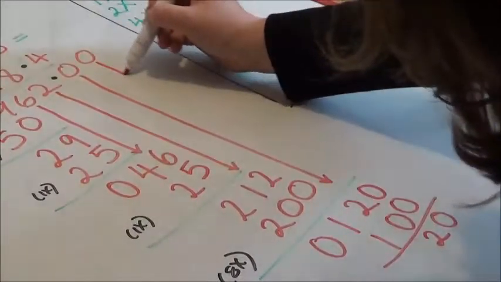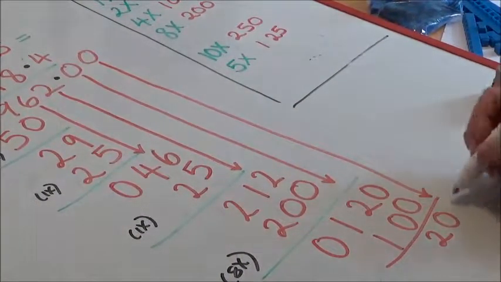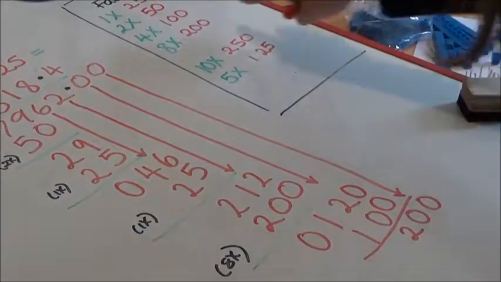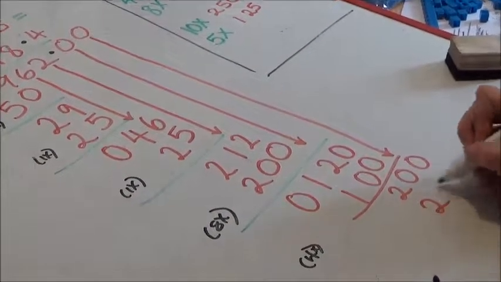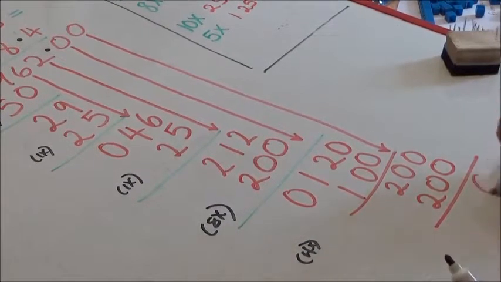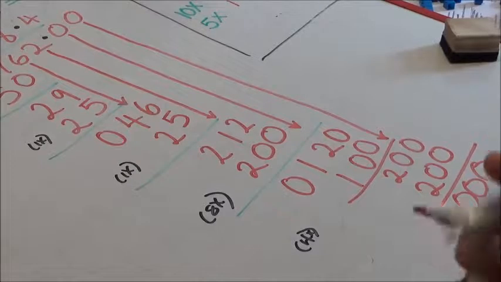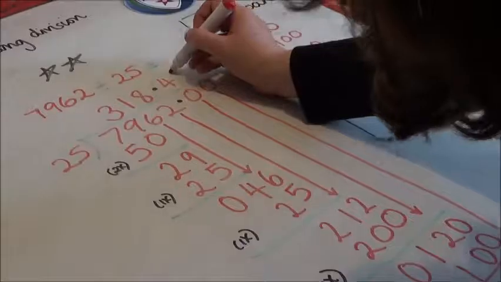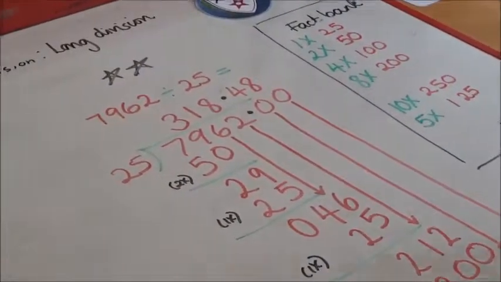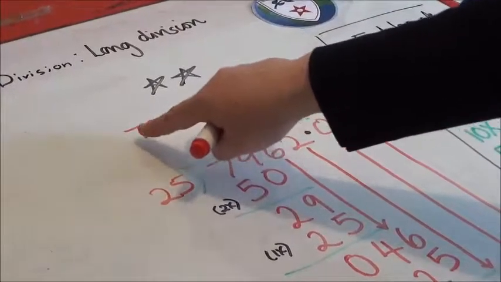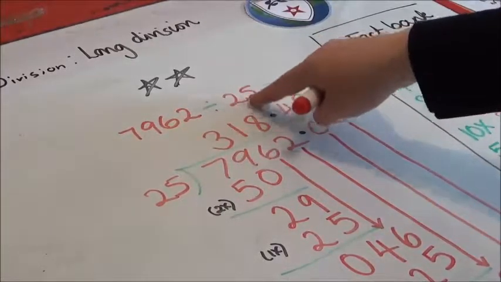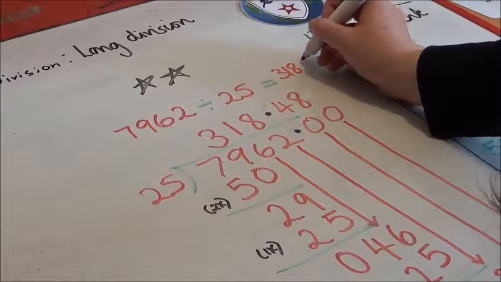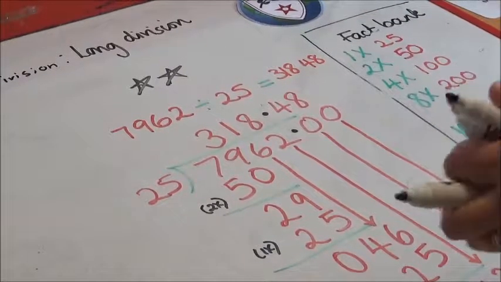Bring the next place value down. How many groups of 25 can I make from 200? Oh, I can make exactly 8 groups. So, with nothing left over. 7,962 divided by 25 is the same as 318.48.